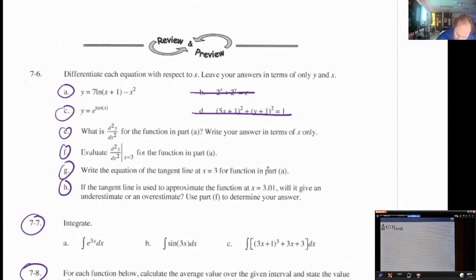This is the first homework assignment from Chapter 7, 7.1.1. We're going to be doing select problems here. I'll guide you through which ones you need to do in order to complete this assignment.